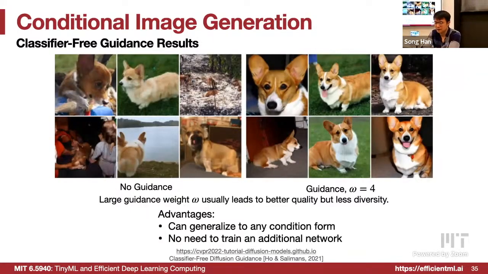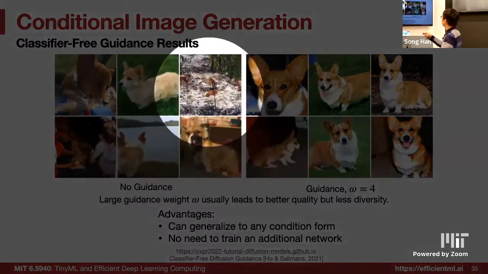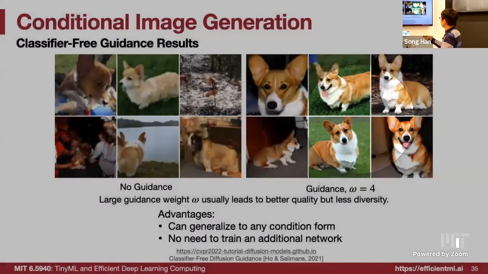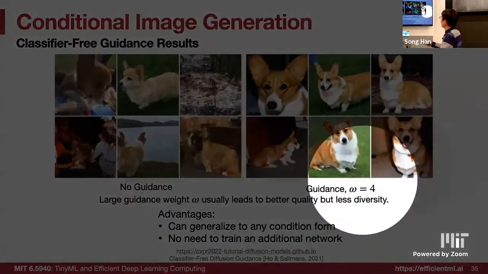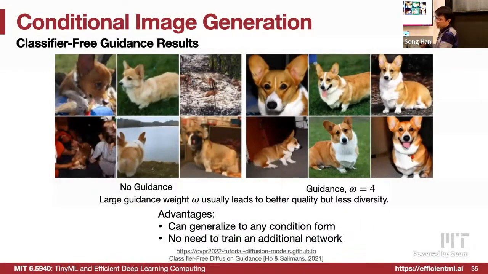And let's see how that works. On the left-hand side, there is no guidance. This doesn't look like a dog, but on the right-hand side, it looks like a dog. So larger guidance w is also leading to better quality, but less diversity. But the advantage is that it can generalize to any condition forms, not just a class condition. It can generalize to different conditions, like pixel condition or text condition. And we don't need to train a separate network. We don't need to train a classifier. Okay, just the same diffusion model. We just need to run the diffusion model twice.